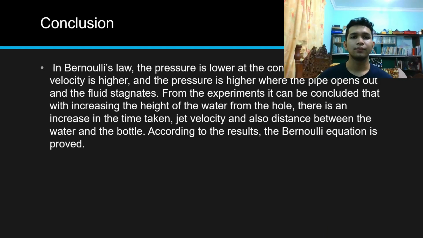In Bernoulli's law, the pressure is lower at the constriction where the velocity is higher, and the pressure is higher where the pipe opens out and the fluid stagnates. From the experiments, it can be concluded that with increasing height of the water from the hole, there is an increase in the time taken, jet velocity, and also the distance from the bottom. According to the results, the Bernoulli equation is proved.